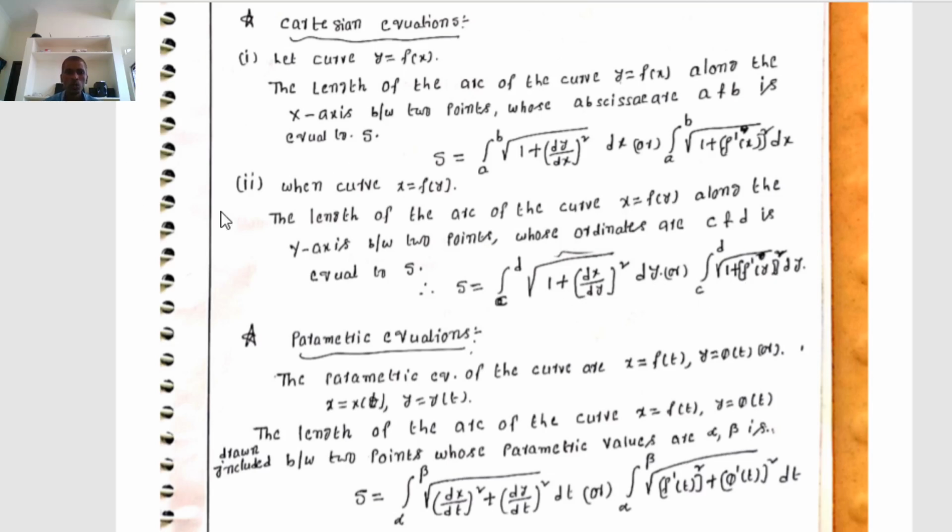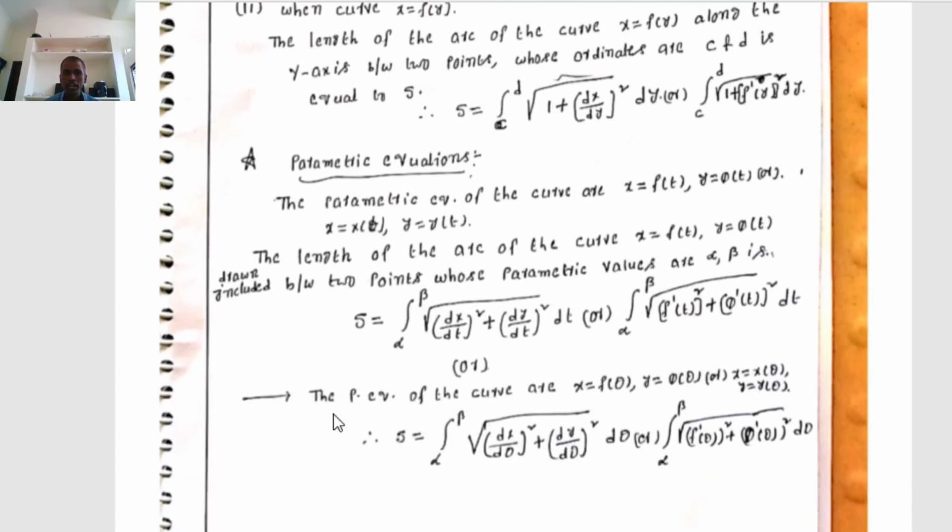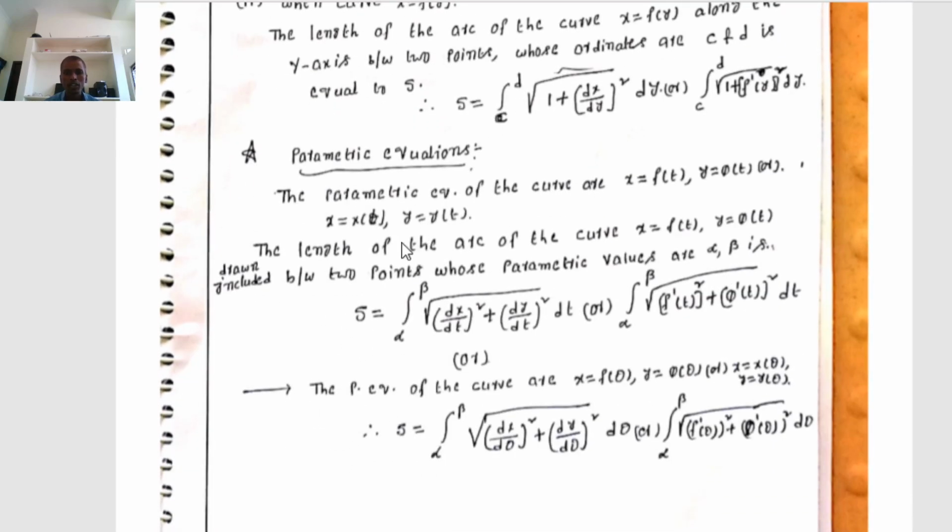This is how we find the length of the arc of the curve using its Cartesian equation. Next, the second case: we have to find the length of the arc of the curve using its parametric equations.